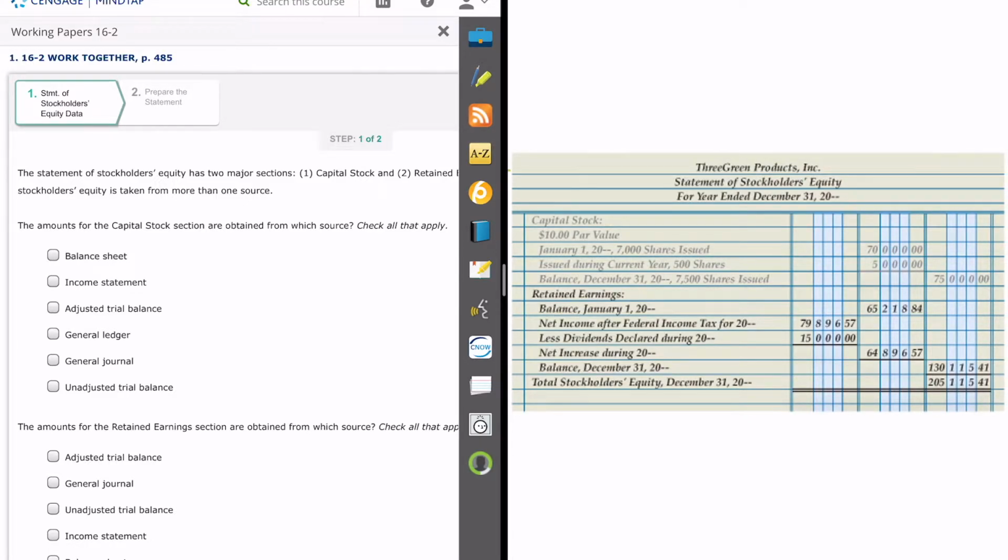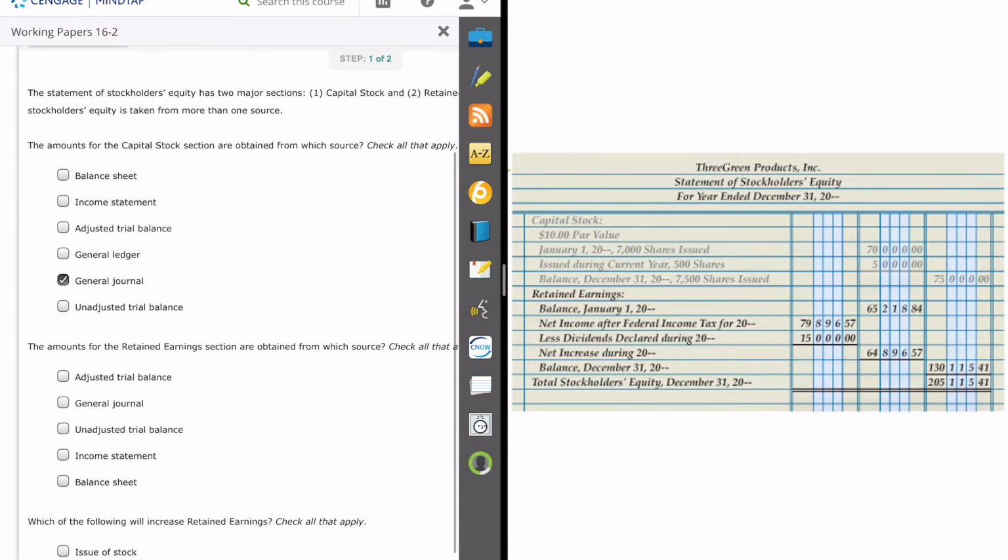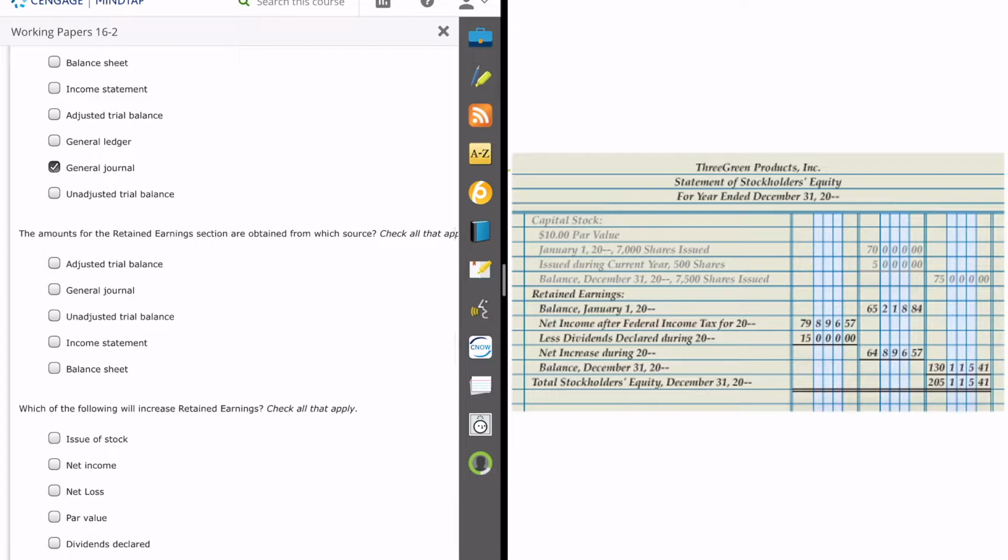Our par value, our shares issued during the fiscal period, we would get that from our general ledger because we need to have our dividends account. Okay, the amounts for the retained earnings section, the one on the right, you can see that you need your net income after federal income tax, you need the balance of your retained earnings, and so forth.